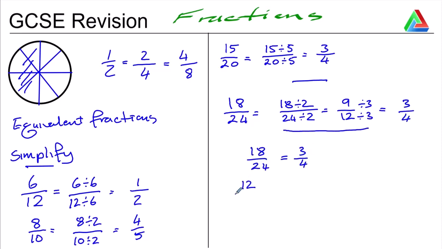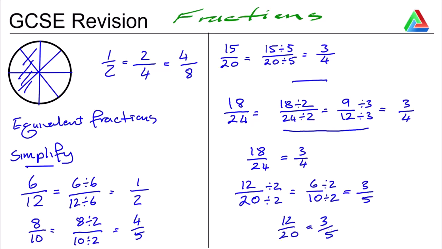And then if I take 12/20, last one I'm going to do, I can divide both by 2. 12 divided by 2 is 6. 20 divided by 2 is 10. I can divide by 2 again. 6 divided by 2 is 3. 10 divided by 2 is 5. So 12/20 is equal to 3/5. This is a common exam type question.